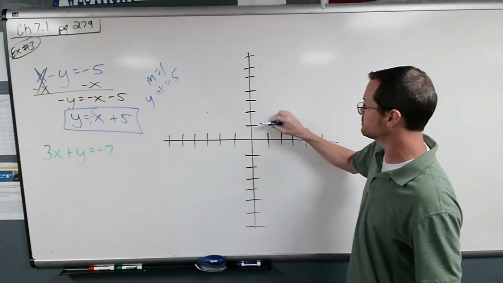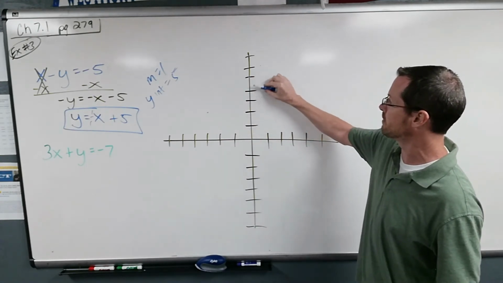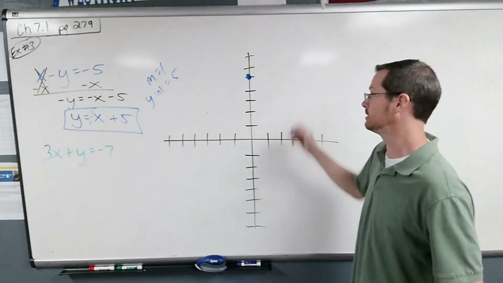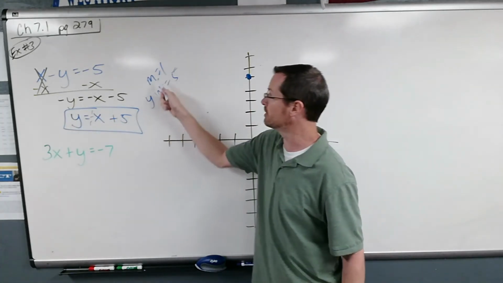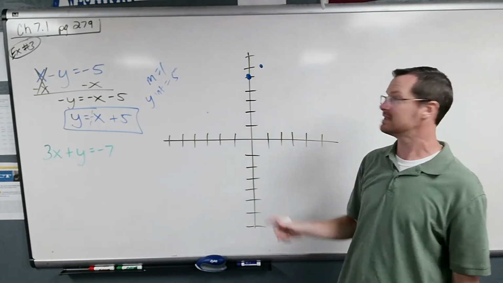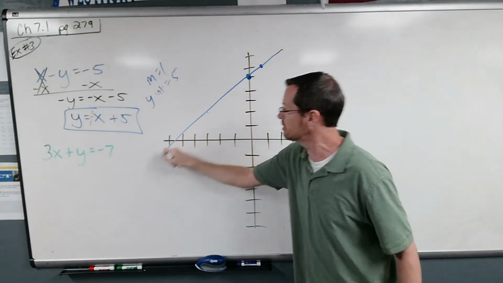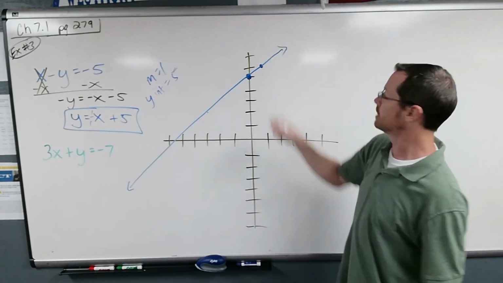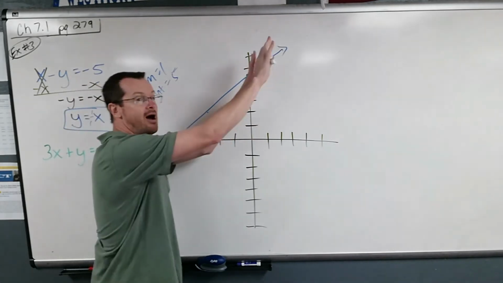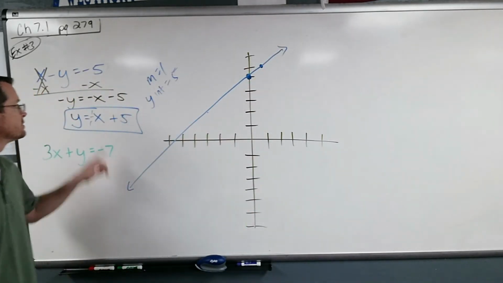So let's start at 5. So start 1, 2, 3, 4, 5. Put a big old fatty blue dot. And then I'm going to go up 1 and over 1. My slope is 1, so I'm going to go up 1 and over 1 and put another big old fatty blue dot. You see, this line is going to go right like that. Perfect. It's positive because it has a positive slope, so as you go from left to right, it's going up. Perfect. And it goes right through 5, slope of 1.